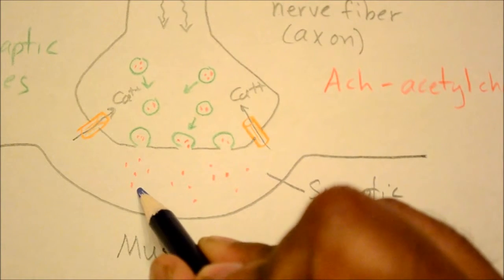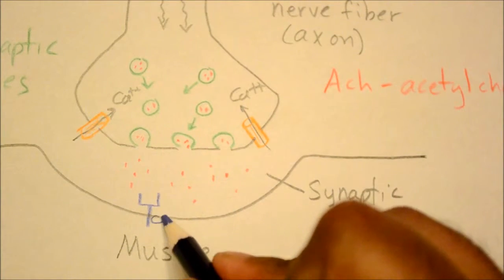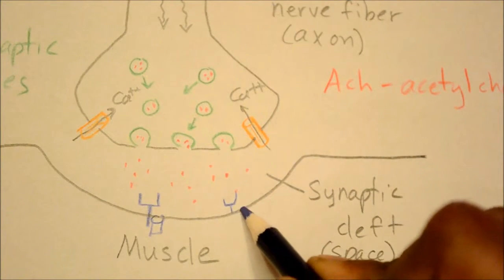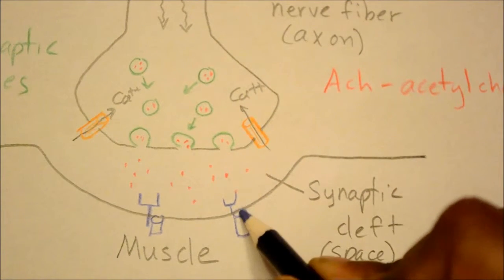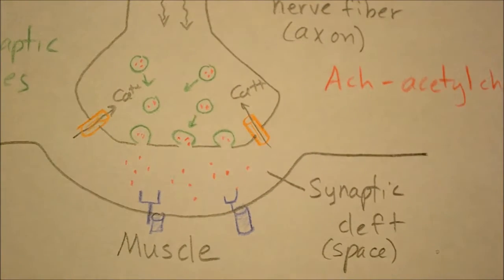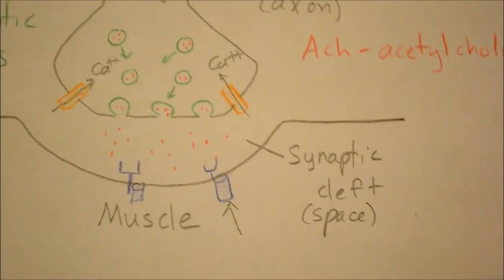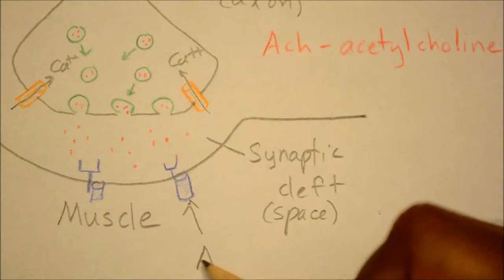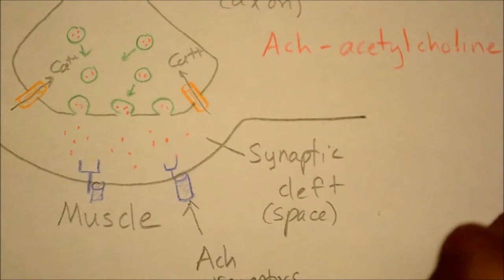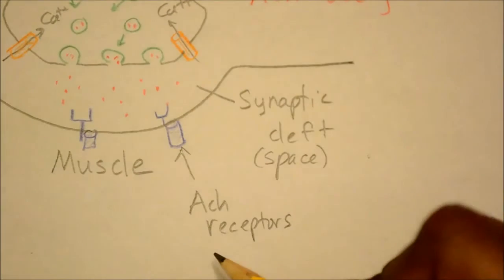Now that acetylcholine is released into that synaptic cleft or synaptic space, it's got to reach the muscle. So that little purple thing that we're drawing right here, these are receptors. And receptors are kind of like a lock, and acetylcholine is a key. Once that key fits into the lock, there's a little channel there that opens up, just like those calcium channels.